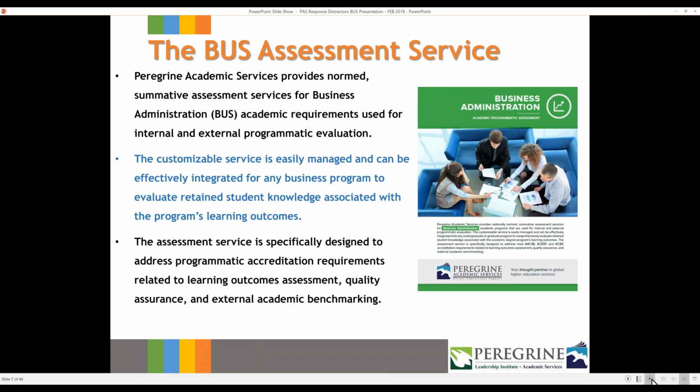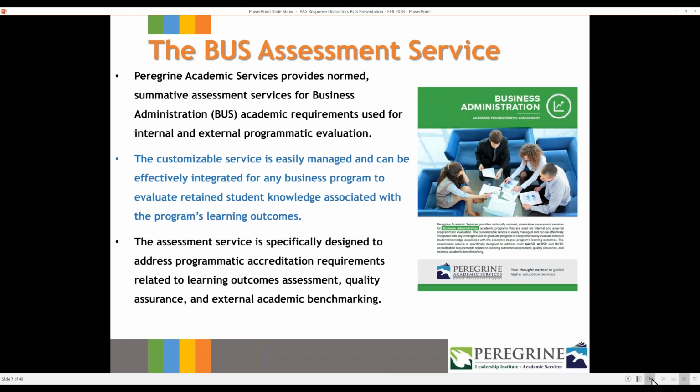So there's no need for students to study or for faculty to teach to the content for students to take the Peregrine assessment. So the key to customization is for you to be able to create an assessment that maps to your academic curriculum content, but more importantly, maps to your programmatic learning outcomes. And we have designed it, of course, specifically for programmatic accreditation requirements.